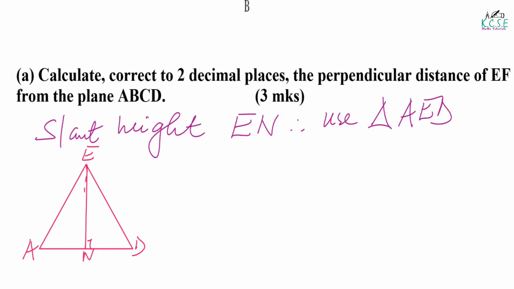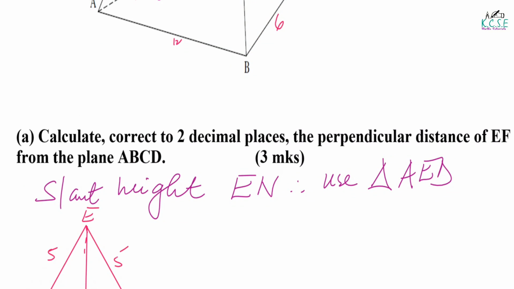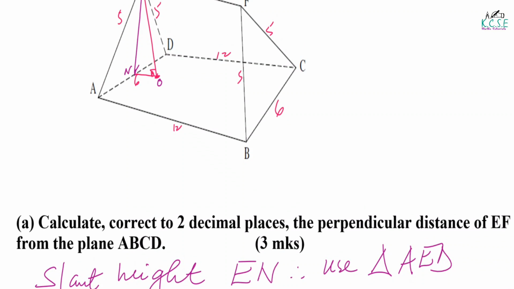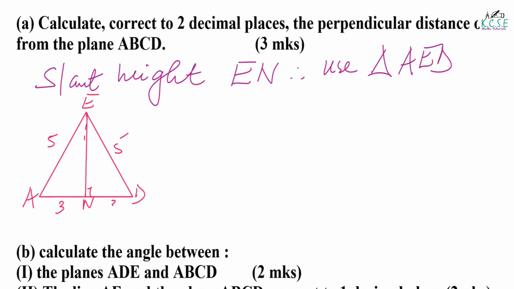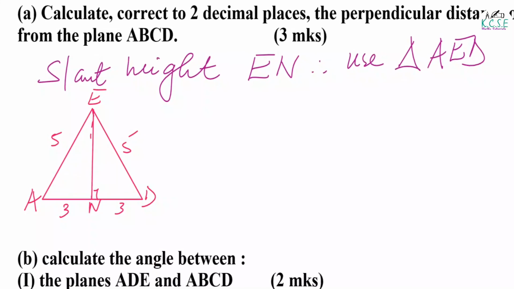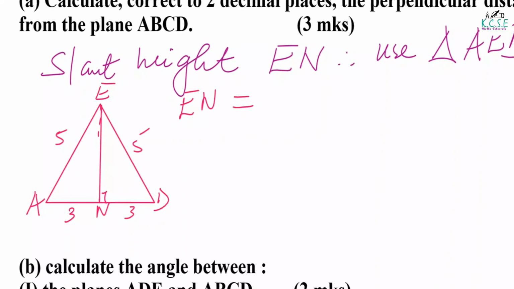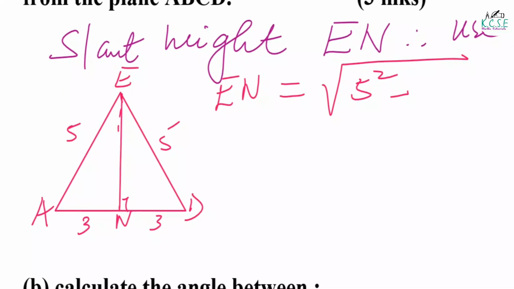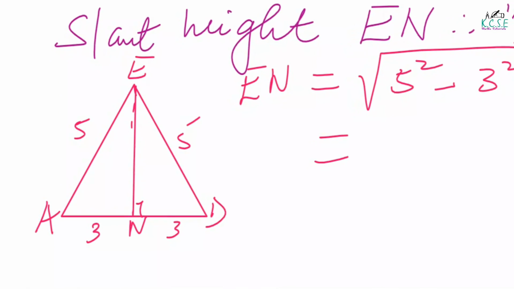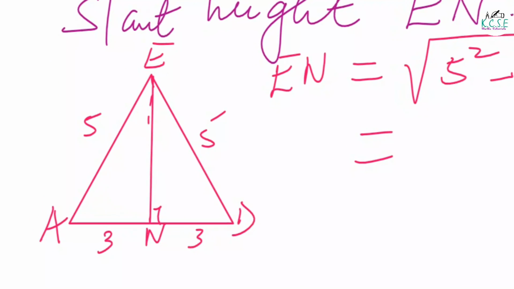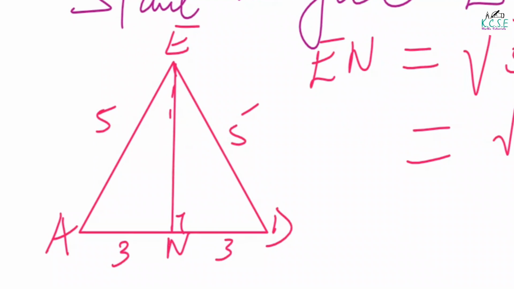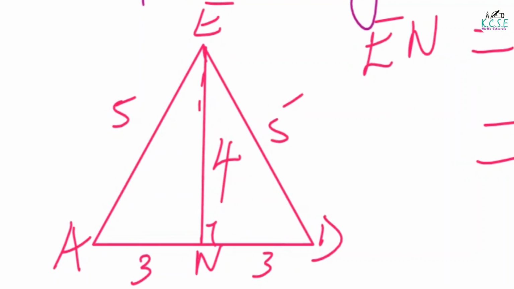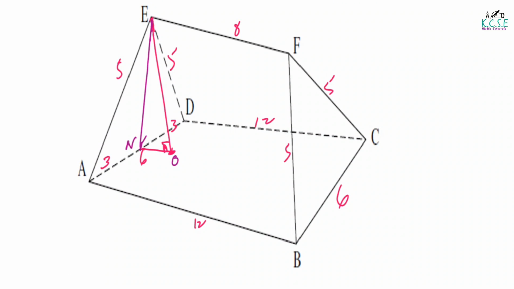To obtain that, since this is 5, this is 5, and of course this side will be 3, and this will be 3. So the slant height EN is obtained by getting the square root of 5 squared minus 3 squared. This gives 25 minus 9, which is the root of 16, and this will be 4. So that is 4 meters. So this slant height will be 4.